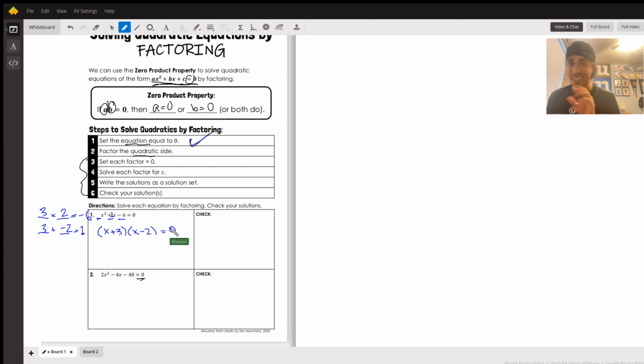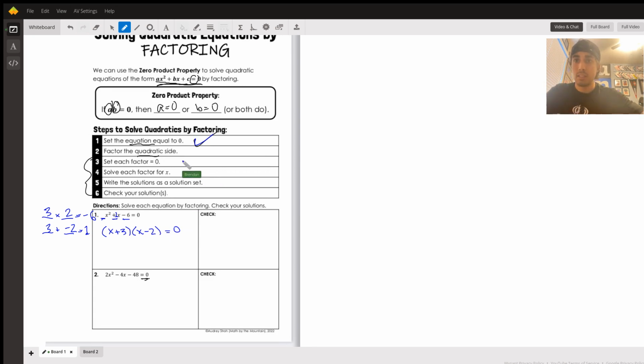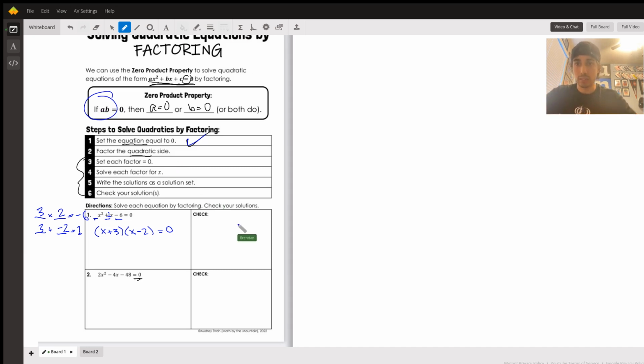All right, this is where that zero product property comes in. Now we've got two things right here multiplied together, and they equal 0. Right, so that means one of them is 0 or the other one is 0. All right, so we factored, and we're going to go to step 3. We're going to set each factor equal to 0, just like this.